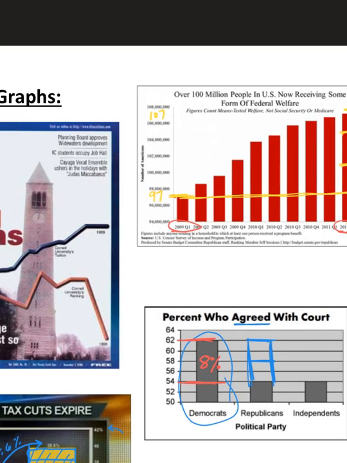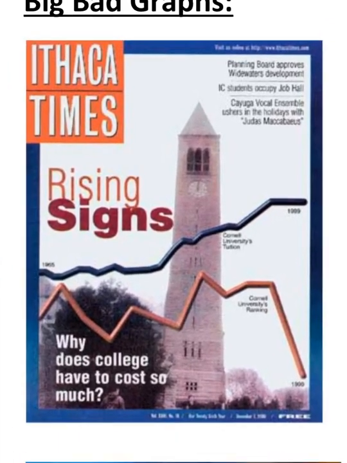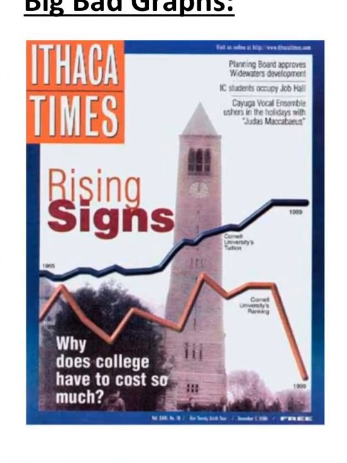Okay? All right, and then here's one final one. This is the rising signs of why does college have to cost so much? So an actual article put out in the Ithaca Times about Cornell University. So we can see here in this top graph that we are representing what's happening with Cornell University. So the cost of Cornell is rising and getting higher. Okay, it's definitely going up.